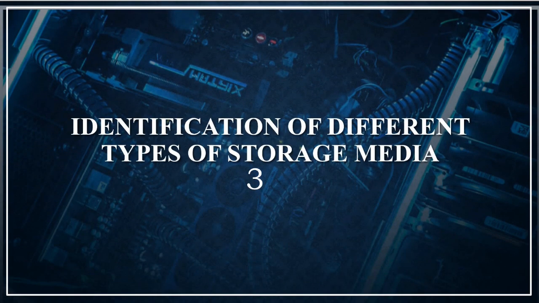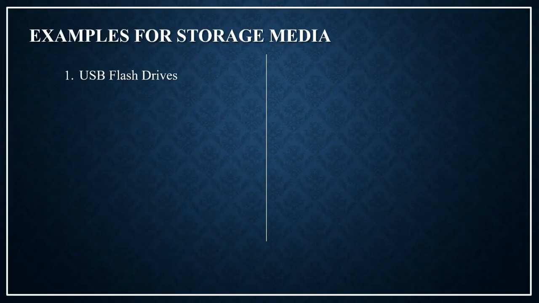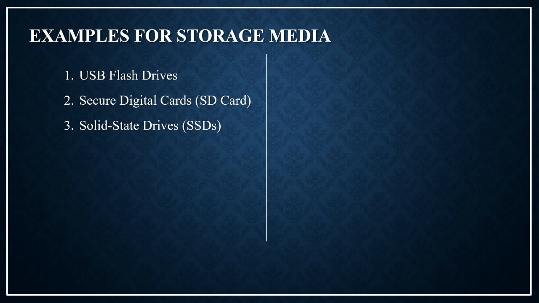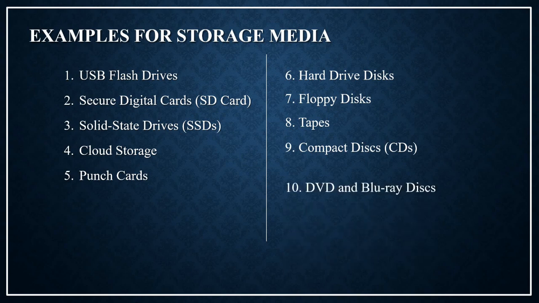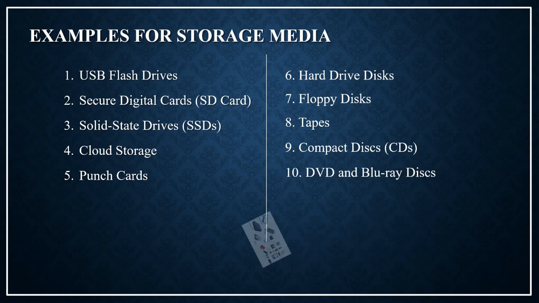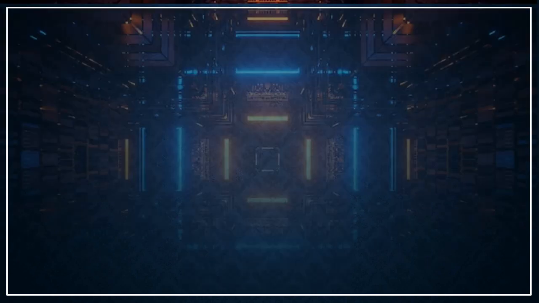Moving on, we got identification of different types of storage media. Examples of storage media: first, we got USB flash drives, and then secure digital cards, also known as SD cards. Solid state drives, also known as SSDs. Cloud storage, punch cards, hard disk drives, floppy disks, tapes, compact discs, also known as CDs, and DVD and Blu-ray discs. Some examples.